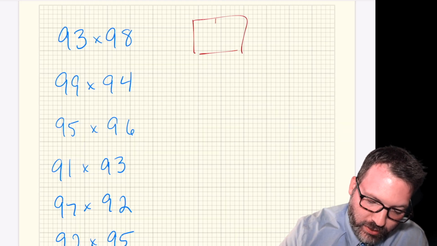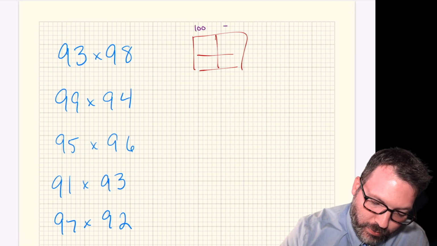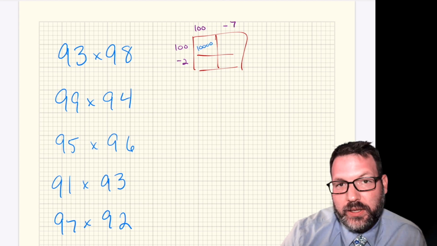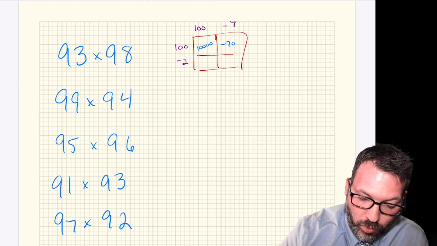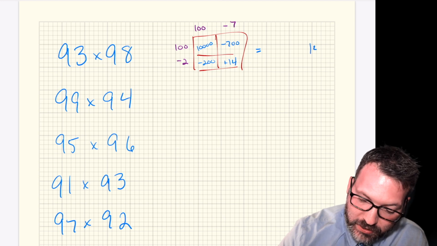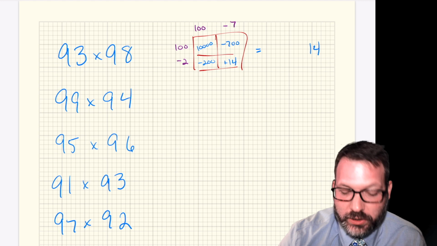I'll do a few more of these in the box, and then we're going to try and come up with our trick. 93 is 100 minus 7. 98 is 100 minus 2. We always know we're going to get 10,000 in that box, and this time we're going to take away 700s, take away 200s, but add 14. And so those last 2 digits we should be confident are going to be that product. 2 times 7 is 14.